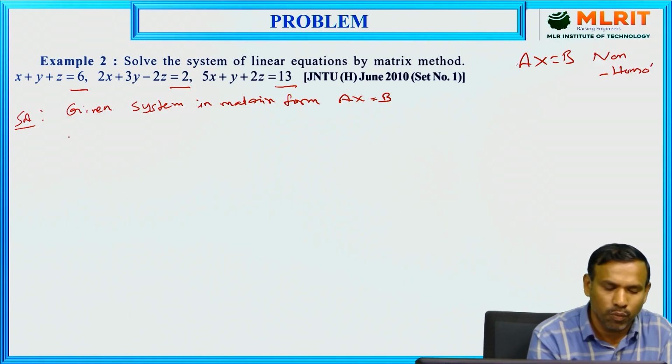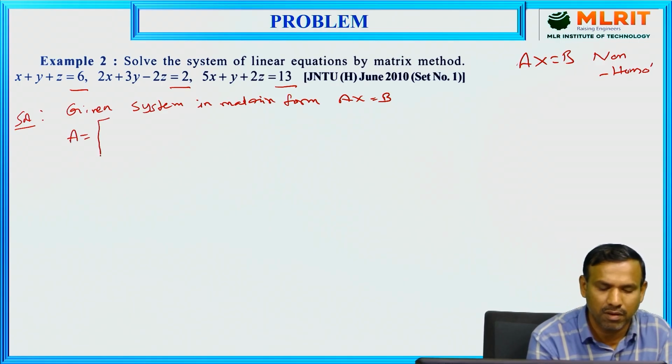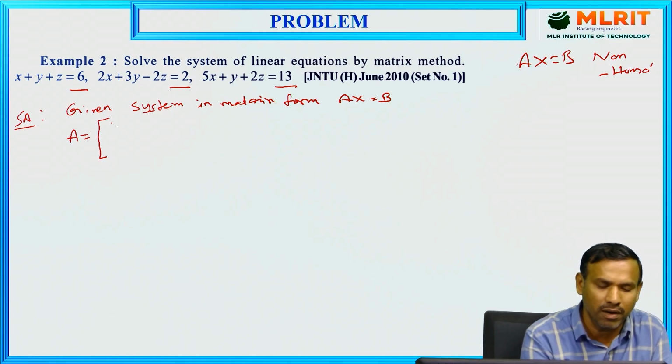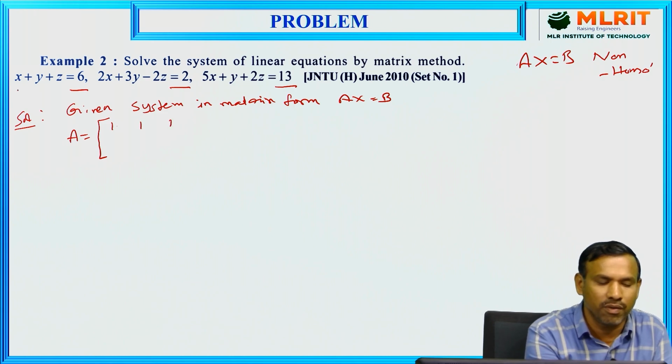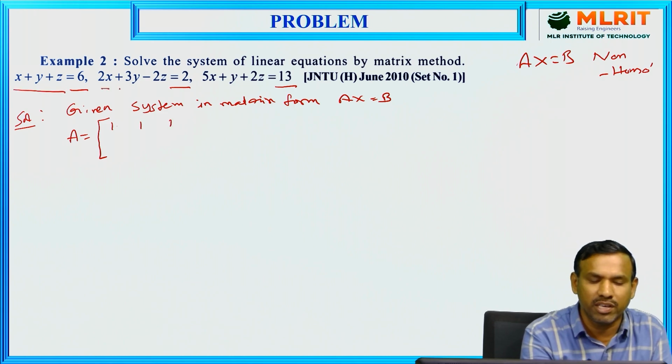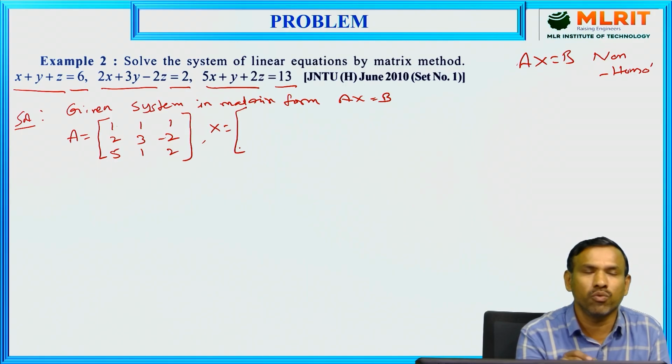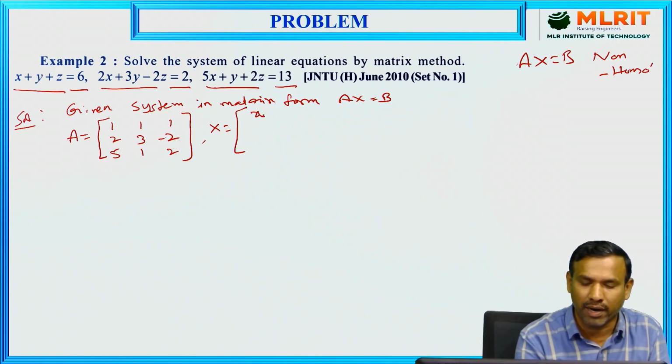Here A is called the coefficient matrix, the coefficients of the unknowns. First equation, x plus y plus z is equal to 6, means x coefficient 1, y coefficient 1, z coefficient 1. Second equation, the x, y, z coefficients are 2, 3, minus 2. Third equation, 5, 1, 2. This is called the coefficient matrix. Whereas the unknowns, which we need to find, are called the variable matrix or unknown matrix: x, y, z.